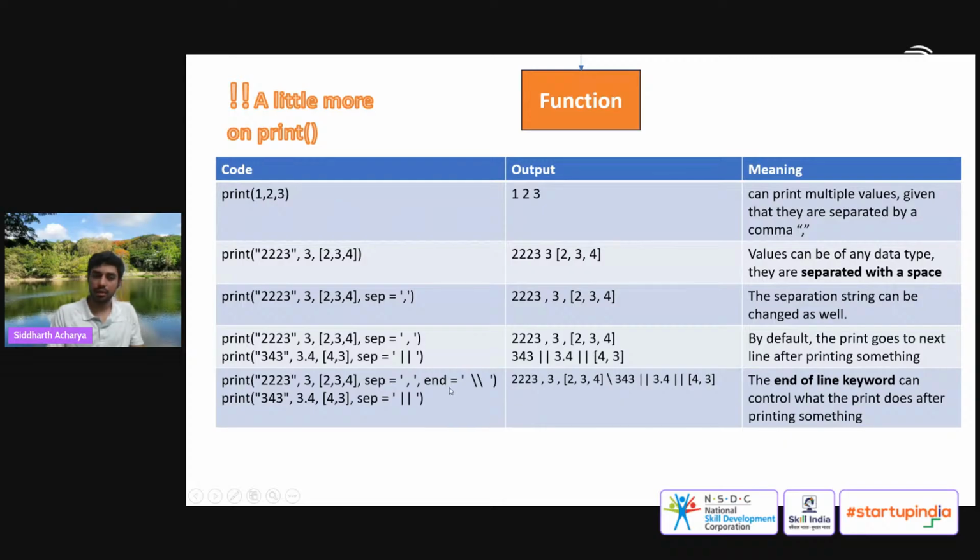If you don't want that, you can specify an end keyword in your first print, so that after this print function gets executed, it won't go to the new line. Instead, it will just print this. By default the value is \n, which is the escape sequence string value for new line. Instead, you can just do this double slash, which is the escape sequence for backslash, and the next print would be printed after this. Okay. So these are some of the ways you can control the way Python displays information to you.